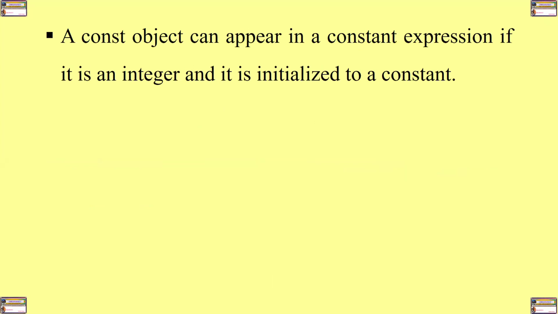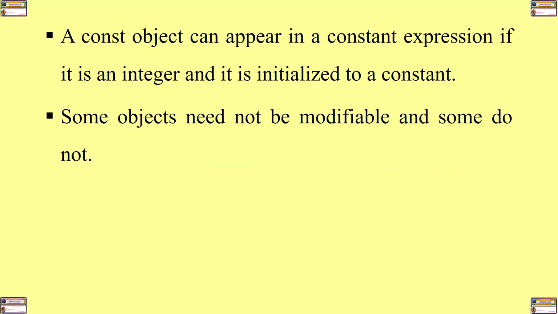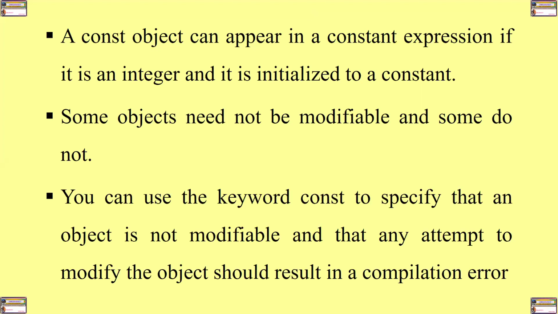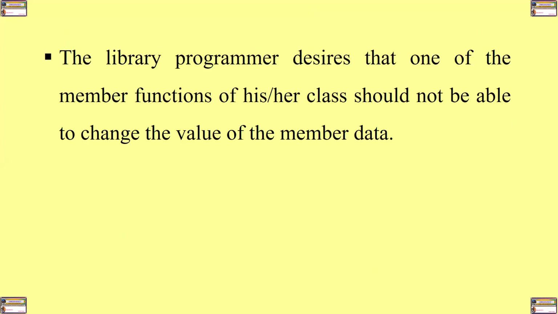A const object can appear in a constant expression if it is an integer and it is initialized to a constant. Some objects need not be modifiable and some do. You can use the keyword const to specify that an object is not modifiable and that any attempt to modify the object should result in a compilation error.